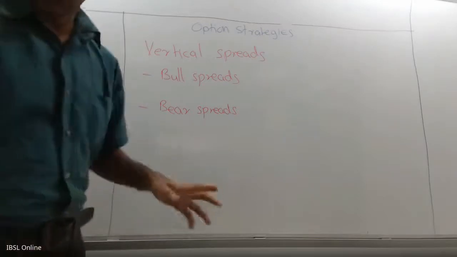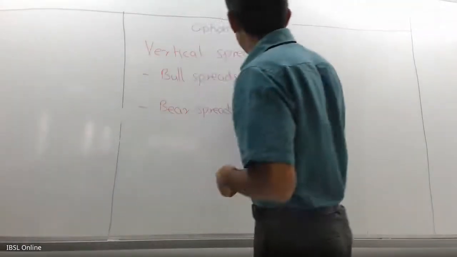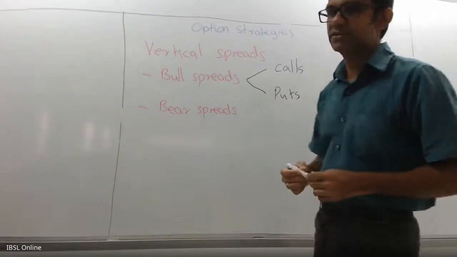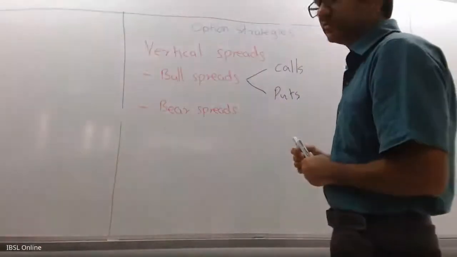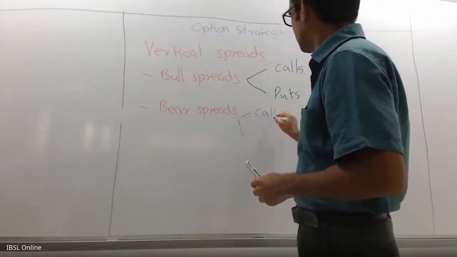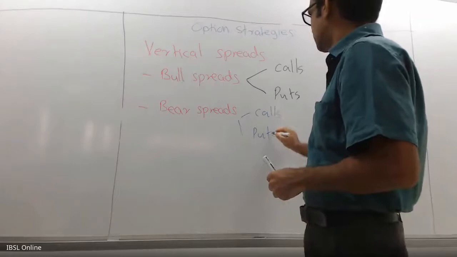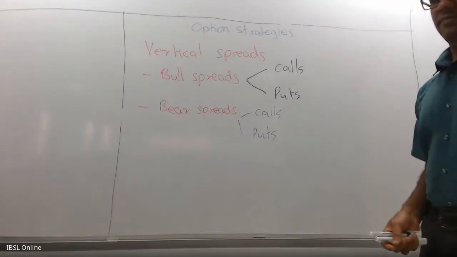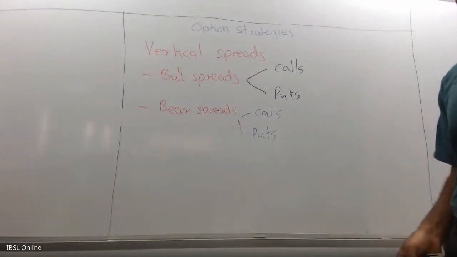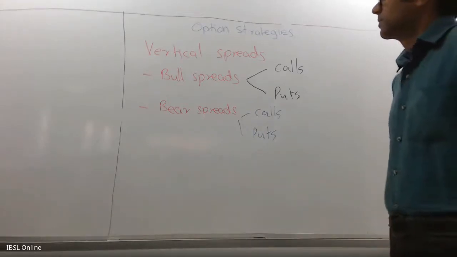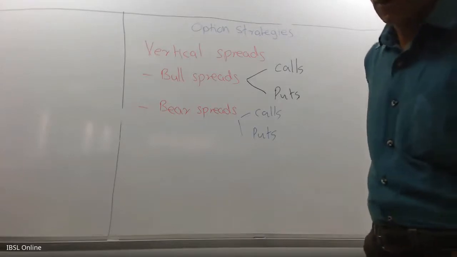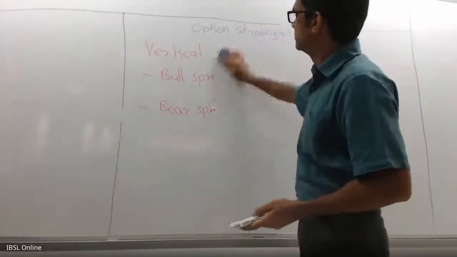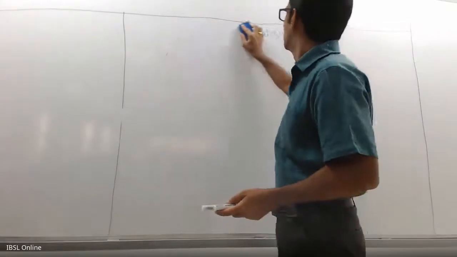So what is a bull spread? We can create a bull spread using calls or puts. Bear spreads are also similar. We can use call options or put options to create bear spreads. Okay, I'll explain the call bull spread first. That means a bull spread created using call options.